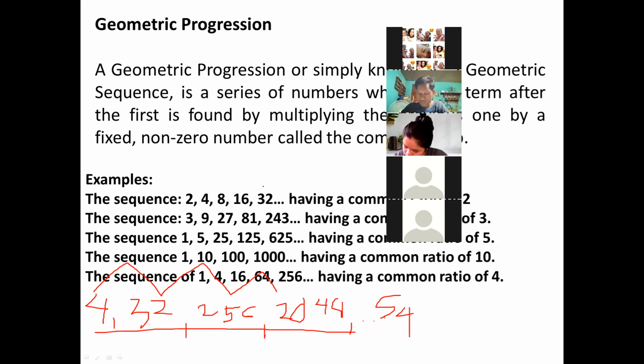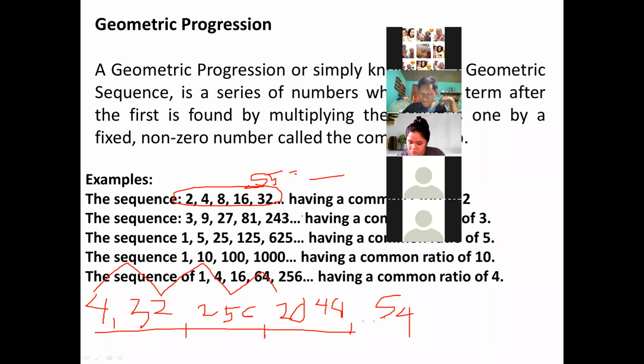O halimbawa, yung example sa taas, di ba yan? Ano ang ating S of 5? I-add natin silang lahat kasi hanggang 5th term lang ang hinahanap na sum eh. So, 2 plus 4 plus 8 plus 16 plus 32, that will be the value of S of 5. So, ganun lang siya kasimple. Okay? So, let's proceed.